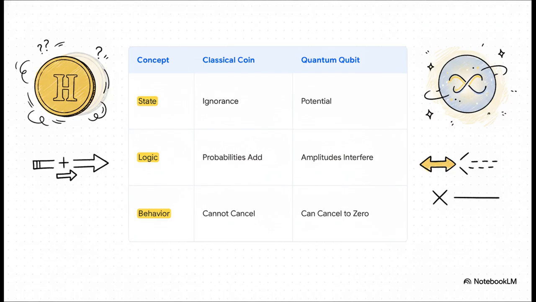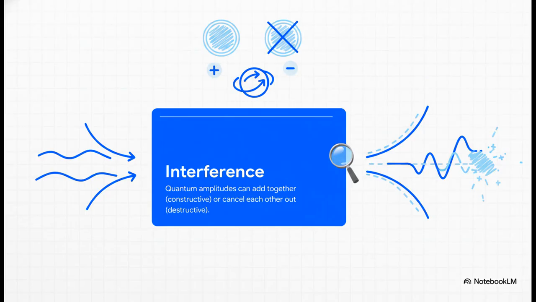But the real mind-blowing difference is the logic. Classical probabilities just add up, simple. But quantum mechanics uses something called amplitudes. You can think of them like probabilities, except they can be positive or negative. And that means they can interfere with each other. They can add up to make something more likely, or they can completely cancel each other out. And that right there is the whole ballgame.